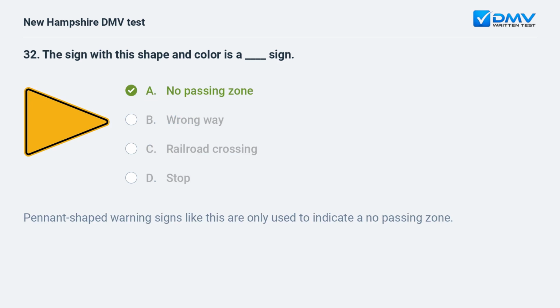A. No passing zone. Pennant-shaped warning signs like this are only used to indicate a no passing zone.